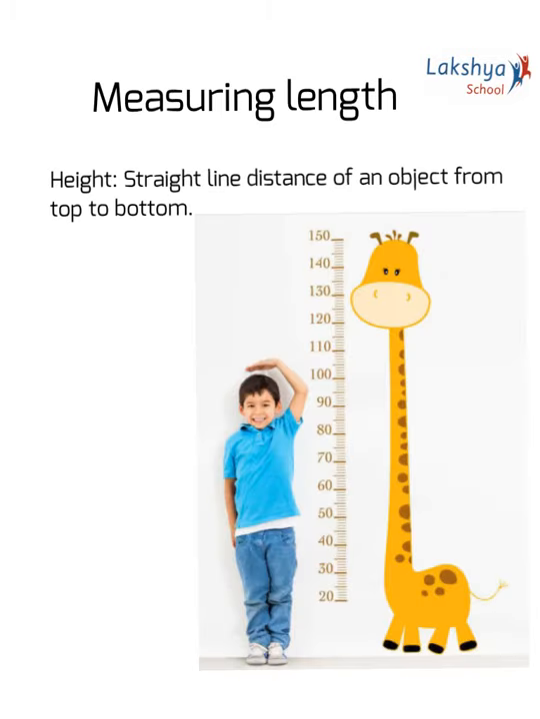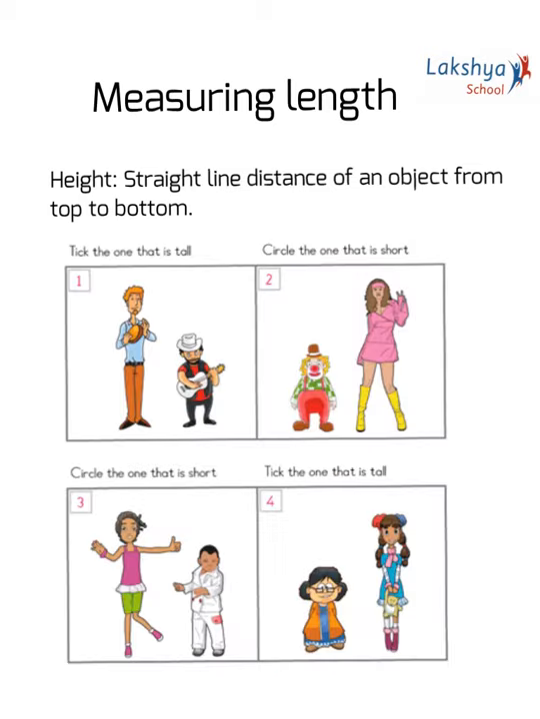Let's learn what is height. Height is the straight line distance of an object from top to bottom. So it is the straight line distance of a person also, from top to bottom. Let's learn to compare the height as tall or short.